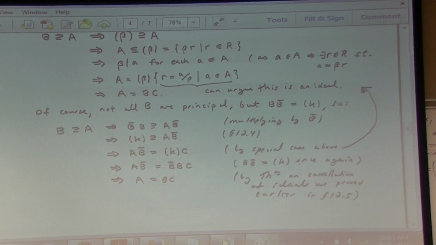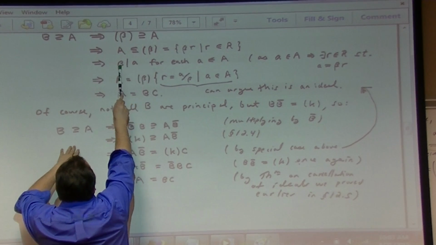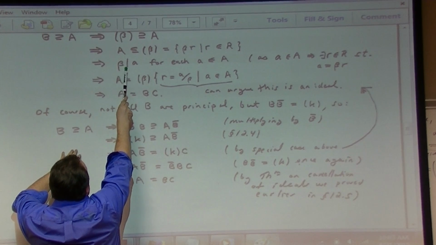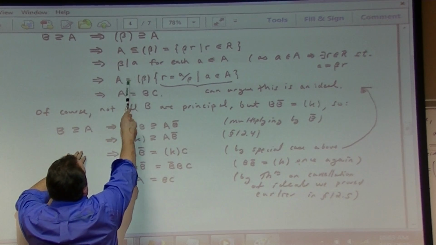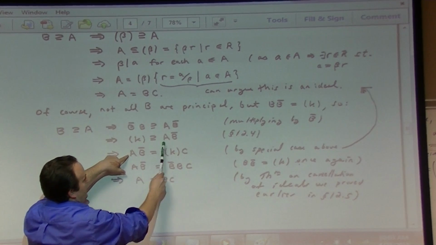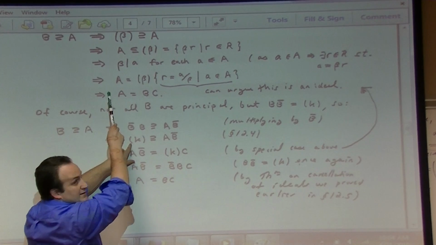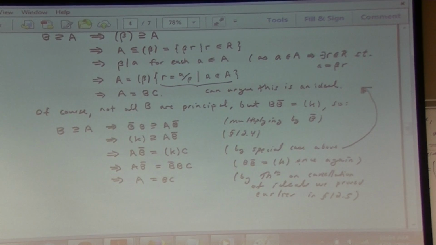Yes? Before you go on, I know you explained it, but how did it go from AB bar is a subset of K to AB bar equals KC? That's using the previous argument for principal ideals, where we proved that if you have a principal ideal generated by beta containing A, then that implies A is equal to BC. So substitute AB bar for A, substitute K for beta in the previous argument. Yeah.